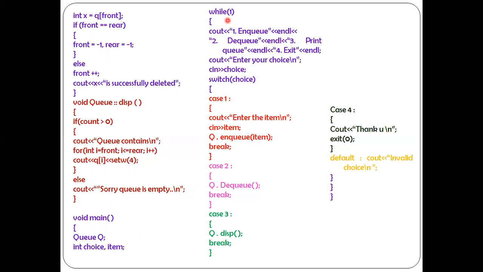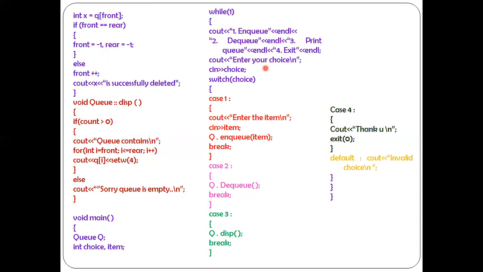In the same fashion here, if you press 1, you will be visiting the enqueue member function. If you press 2, it will be visiting the dequeue member function. If you press 3, it will be displaying the queue data structure. If you press 4, it is exiting from the output screen and getting back to the program. Got the point? So I need to select any one option. So here, cout stream insertion, 1 for enqueue, 2 for dequeue, 3 for print, and 4 for exit. Enter your choice. Now this time I'm going to input 1.